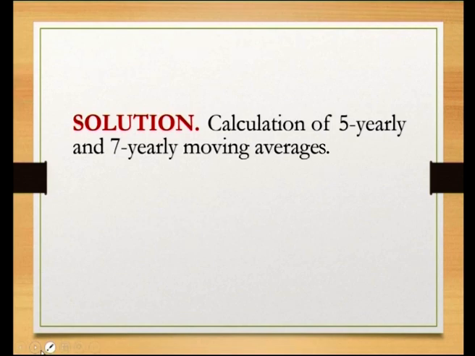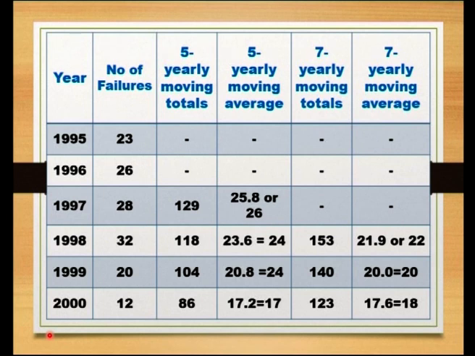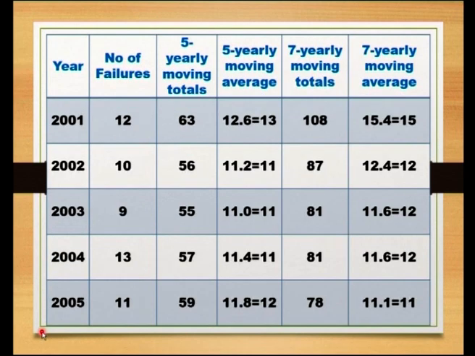Calculation of 5-yearly and 7-yearly moving averages. First, this particular tabular column gives you the 5-yearly and 7-yearly moving averages from the year 1995 to 2000, and the next tabular column gives you the values from 2001 to 2005.